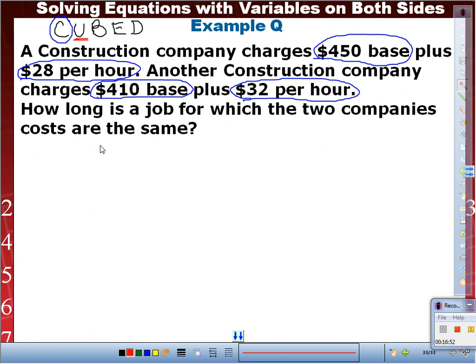Okay. Next, with red, I'm going to underline the letter U. What do you think that stands for, Maria? Very good. Underline. Stands for underline the question, because we need to answer the question at the end. How long is a job for which the two companies' costs are the same? Make sure you answer the question at the end in a sentence.